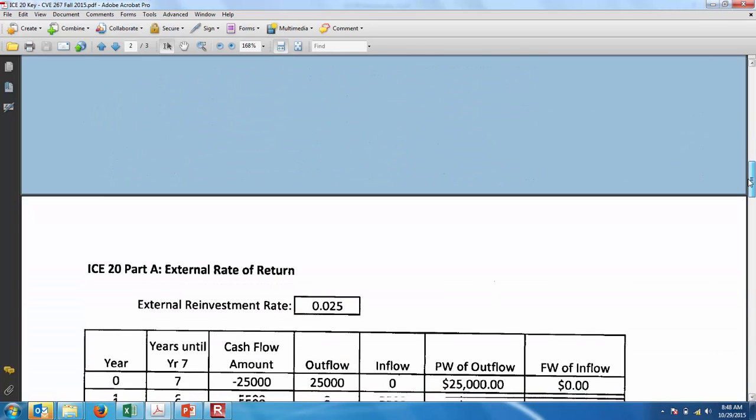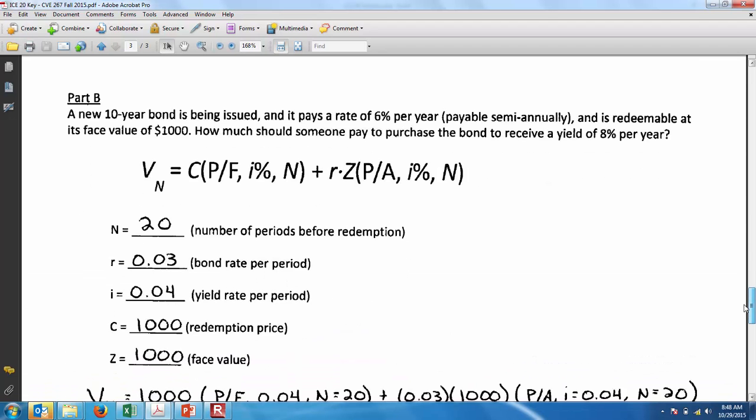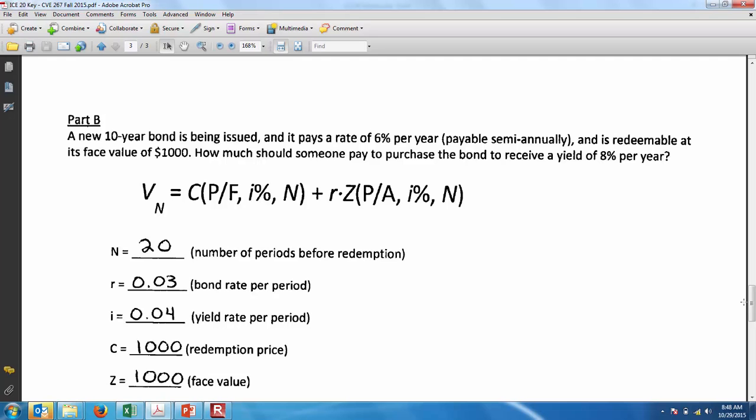All right, so on this one, here are the values that you should fill in. N equals 20 because there's 10 years, but the interest is being paid twice per year. So N equals 20. R, the bond rate per period: the rate is 6% per year, but remember our period is half of a year. So you only get 3% during that half year. That's why R is 0.03. And the same logic applies for the yield rate. We want to achieve a yield rate of 8% per year, but per period that's 4% per period. And it says here in the problem statement that the redemption and the face value are $1,000. So you pay $1,000 to buy it, and you receive $1,000 at the end.